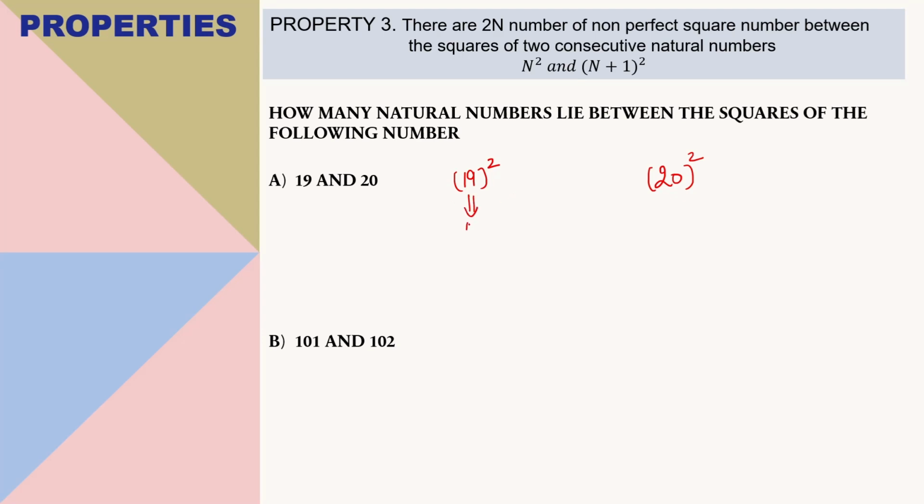So we can say this is our n, this is n plus 1. So directly multiply n with 2, you will get the number of non-perfect square numbers lying between two consecutive perfect square numbers. So do this B part by yourself.